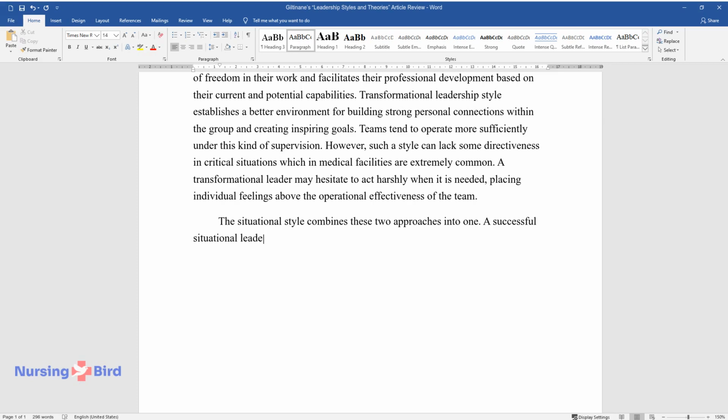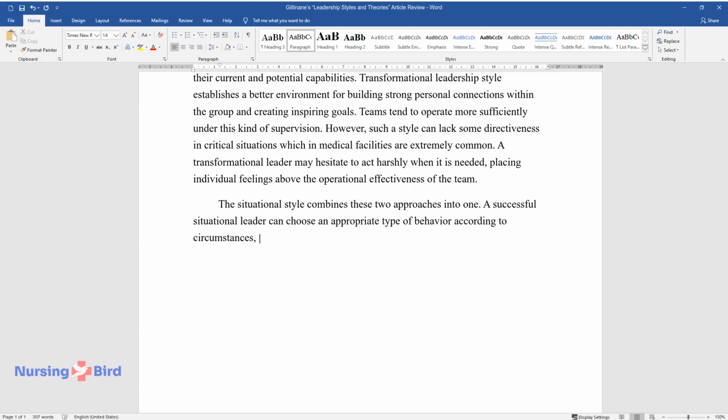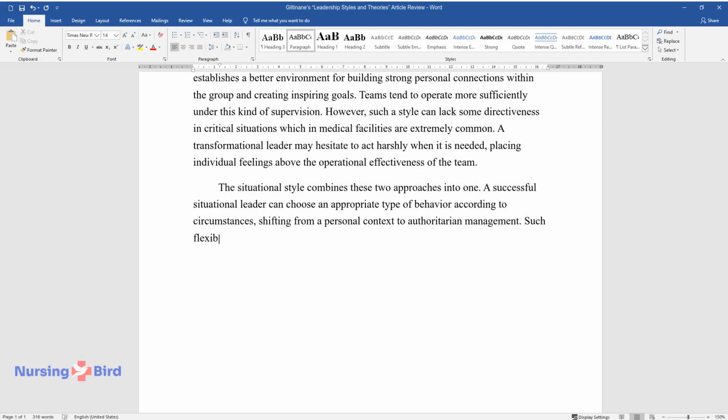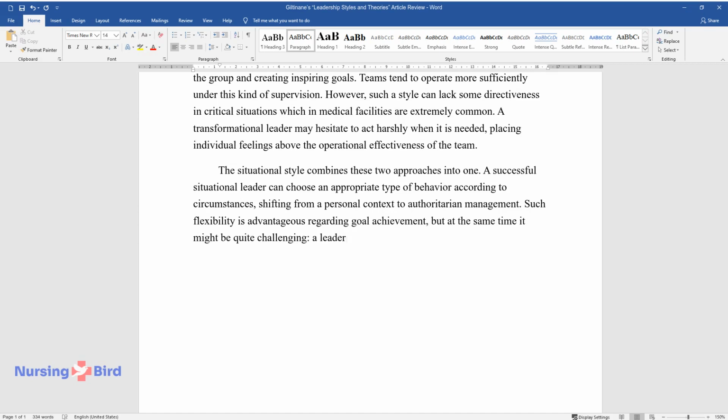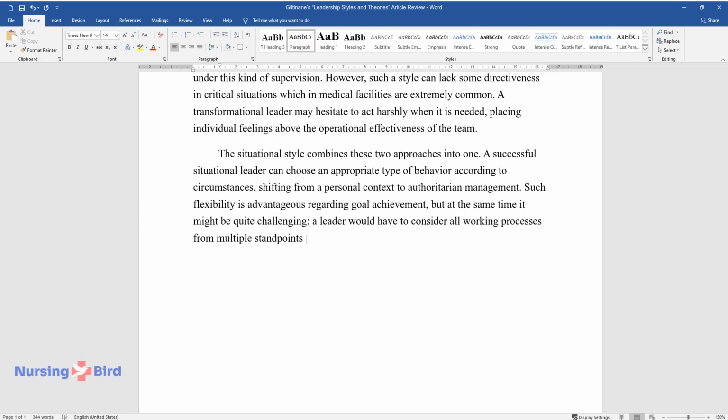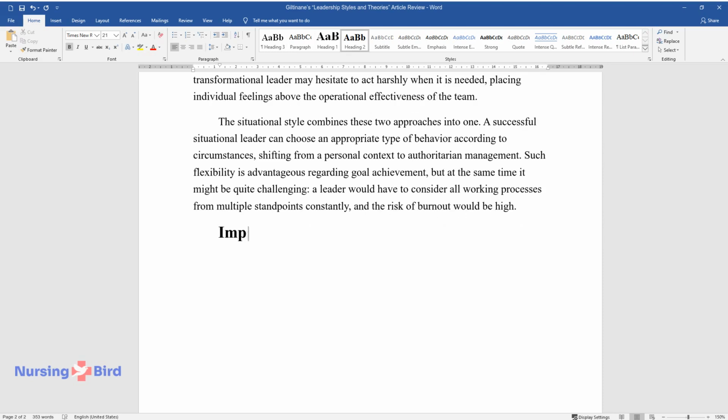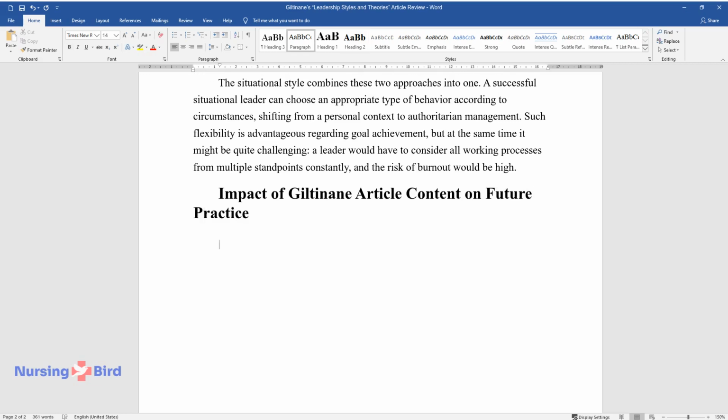The situational style combines these 2 approaches into one. A successful situational leader can choose an appropriate type of behavior according to circumstances, shifting from a personal context to authoritarian management. Such flexibility is advantageous regarding goal achievement, but at the same time it might be quite challenging. A leader would have to consider all working processes from multiple standpoints constantly, and the risk of burnout would be high. Impact of Giltinane article content on future practice.